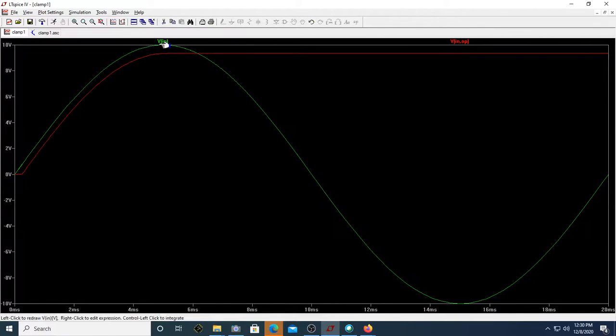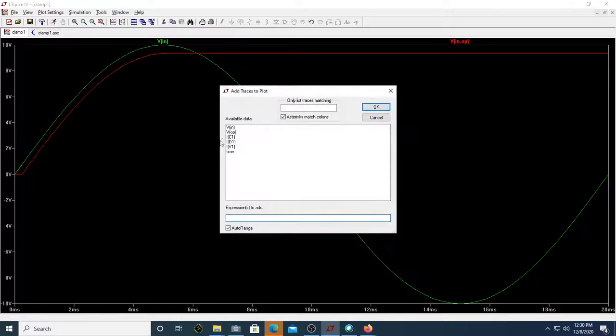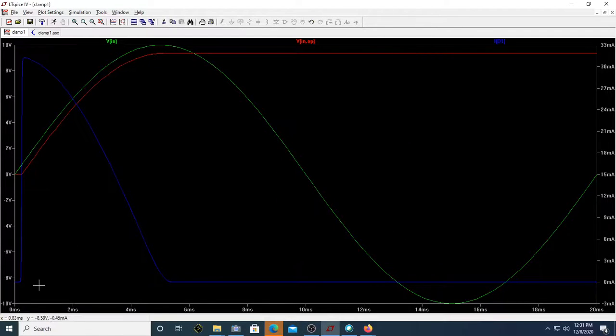So when the input reaches the peak, the diode turns off. When the diode turns off, the capacitor stops charging. Of course, it doesn't have any path to either discharge or charge. We can also see how the current goes there. We can add a trace which corresponds to ID of D1. Can you see here? This current spikes up because until this point the diode is off.